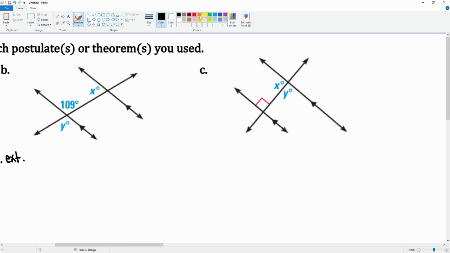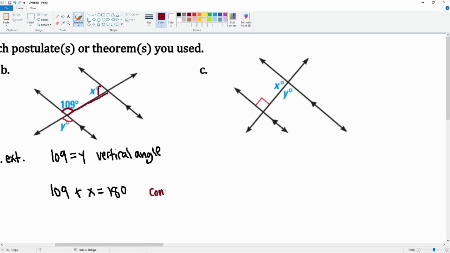All right, let's look at B here. It shows here that y and 109 are vertical angles. So 109 is congruent to y, and that is through vertical angles. Then we also know that 109 plus x is equal to 180, because if we take a look, they're on the same side and they're consecutive.